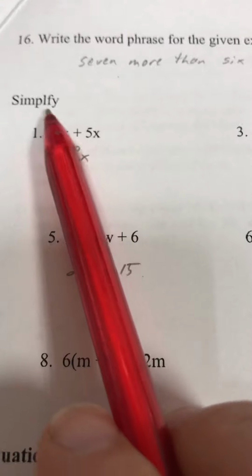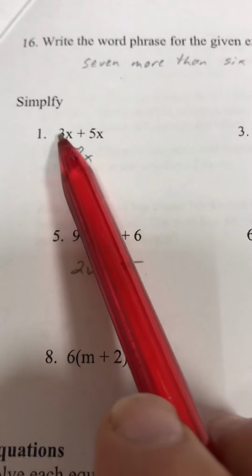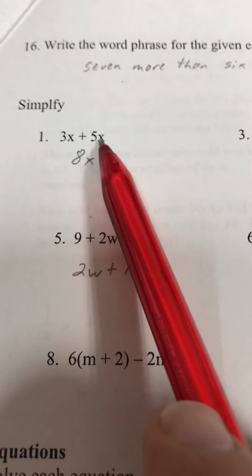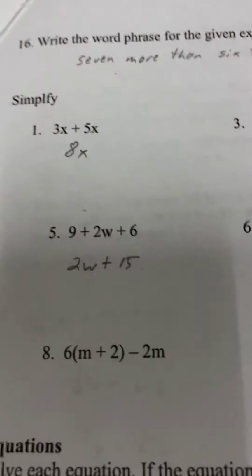Number 1, for simplifying, we're just combining like terms here. So I have a 3 with an x and I have a 5 with an x. They are like terms, so 3 plus 5 is 8. Very simple.